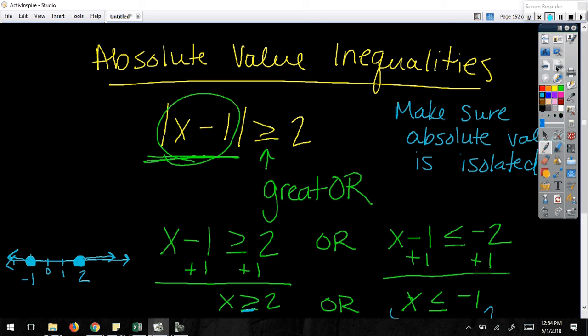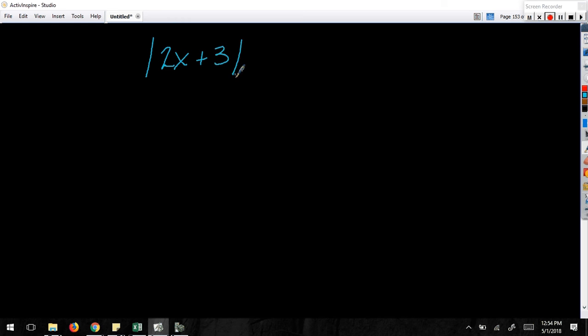So let's look at one that's not greater than. Let's look at one that maybe is less than. We'll change it up a little bit. Let's do the absolute value of 2x plus 3. This time, instead of being greater than, I'm going to do less than, let's say, 5.